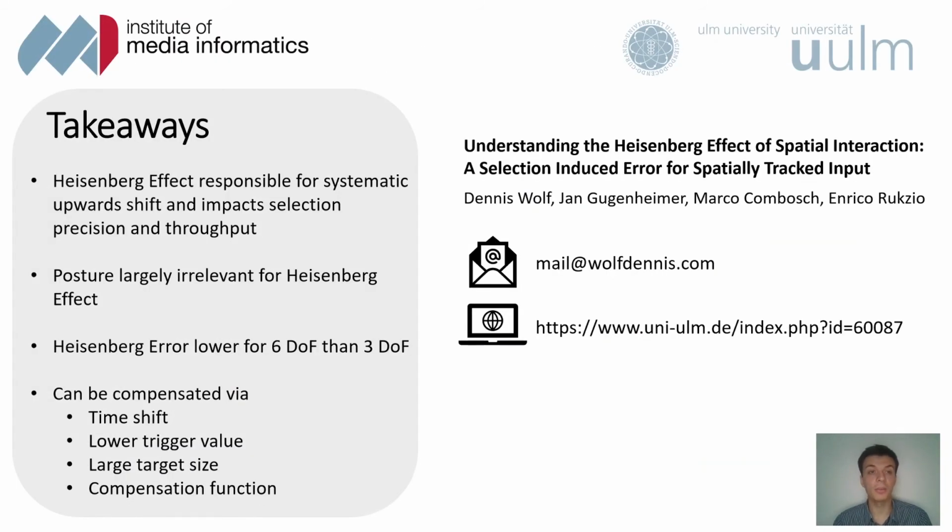So to sum it all up, we have found that there is a systematic directional shift, in our case an upwards shift, with the Heisenberg effect. It does indeed impact selection precision and the performance, so the throughput. The posture of the arm and the body was largely irrelevant for the Heisenberg effect, but we did find that the degrees of freedom do impact the Heisenberg error, where 6 degrees of freedom led to a lower Heisenberg error.